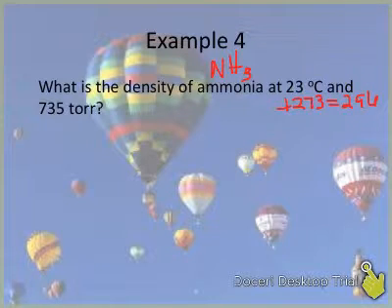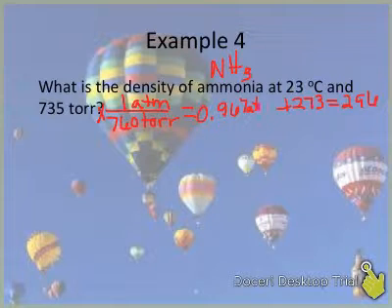735 torr is no good either. We need to convert that probably to atmospheres. Is that what you said? Yeah, atm. So does anyone remember the conversion factor from atmospheres to torr? 760 torr is equal to 1 atmosphere. So if you do 735 divided by 760, you get 0.967 atmospheres. I kept 3 significant figures because 735 had 3 significant figures. We'll adjust for the temperature significant figures later on.